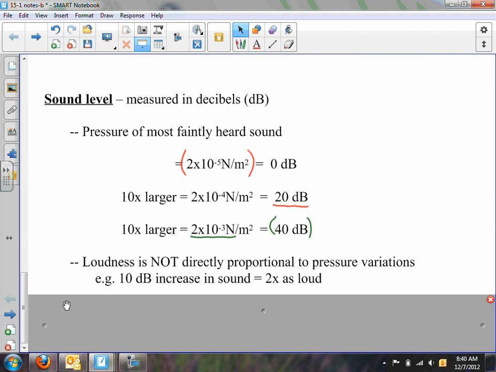Loudness is not directly proportional to the pressure variations. For instance, if you increase 10 decibels in sound, to us, we perceive that as sounding about twice as loud. So if you increase another 10, that would be another twice as loud. It'd be 4 times as loud, but really it's 10 times as much in terms of pressure variation. So it's really not directly related.